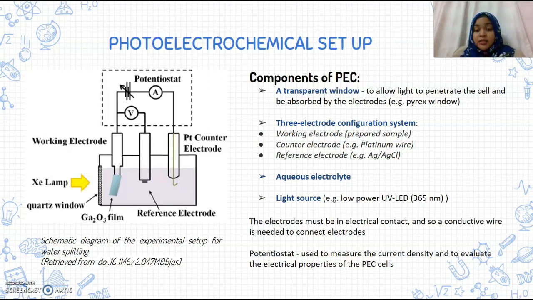The electrodes are dipped in the aqueous electrolyte, for example like sodium hydroxide, potassium chloride, and sodium sulfate aqueous solution. A low-power UV LED can be used as a light source. The electrodes must be in electrical contact, so a conductive wire is needed to connect the electrodes. A potentiostat is used to measure the current density and to evaluate the electrical properties of the PEC cells.